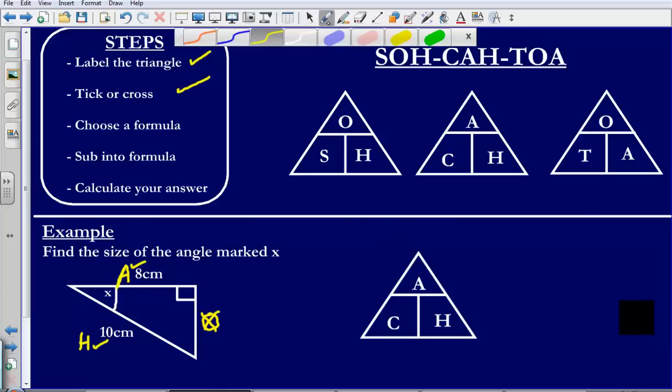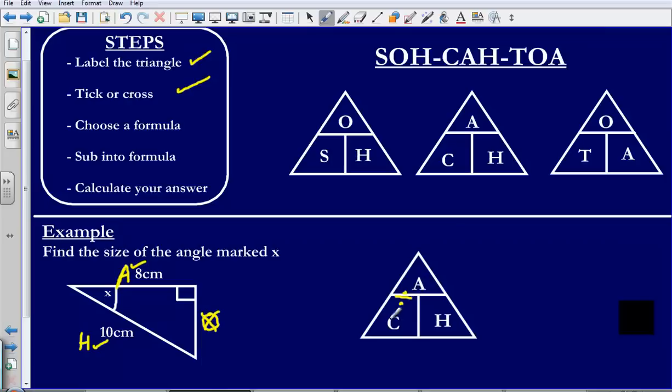Now the way that these formulas work is that if they're on different levels, we divide, so we would do A divided by C or A divided by H. If they're on the same level, we multiply. Now what are we actually looking for here? We've already got the A, we have already got the H. We need to cover up the thing that we're looking for.